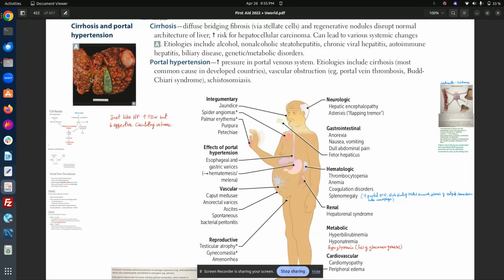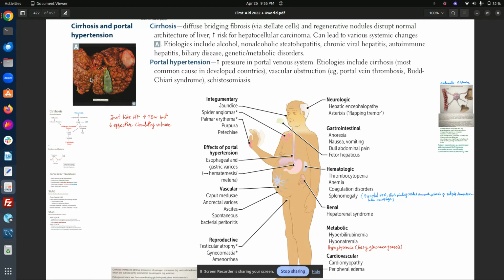Now, one of the most important complications of cirrhosis is portal hypertension. What is portal hypertension? When there is increased pressure in the portal venous system, it is called portal hypertension. Normally, the superior mesenteric vein combines with another vein of the gut. I don't remember the name exactly, I'll mention that name in the description. When these two veins combine together, they form the portal vein.